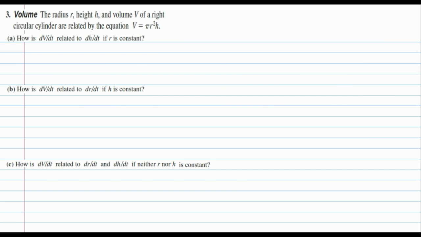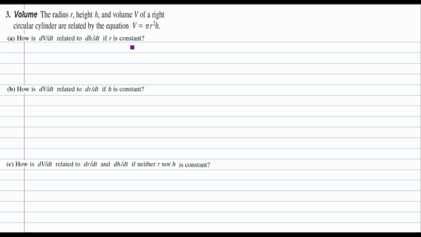Now try problem number 3, which is going to create a visualization for us for related rates. It says the radius r, height h, and volume v of a right circular cylinder are related by the equation v equals pi r squared h. Now in part A it says, how is dv dt related to dh dt if r is constant?